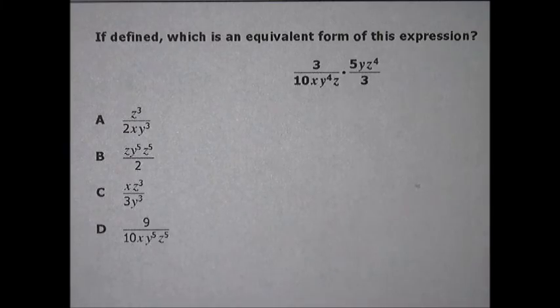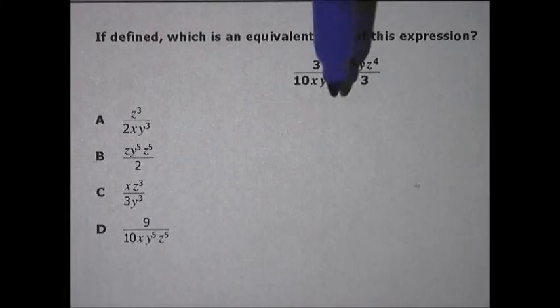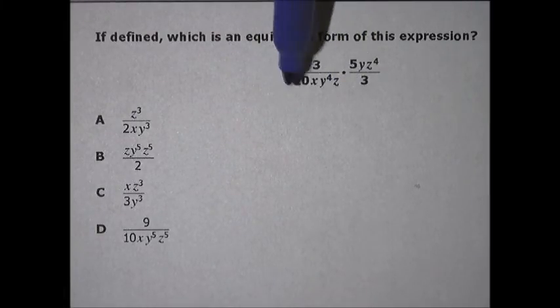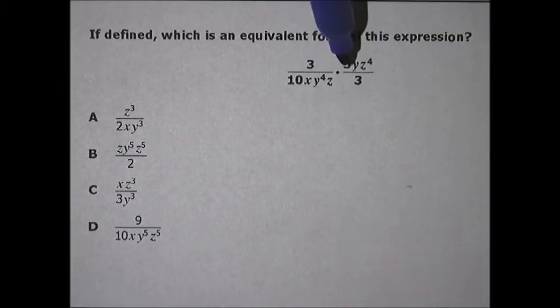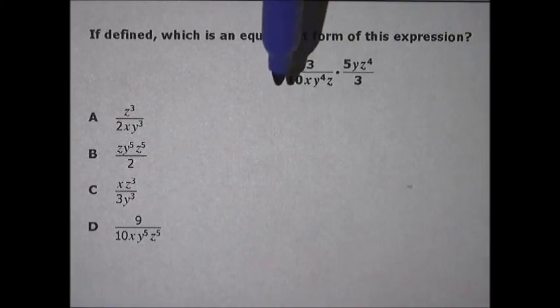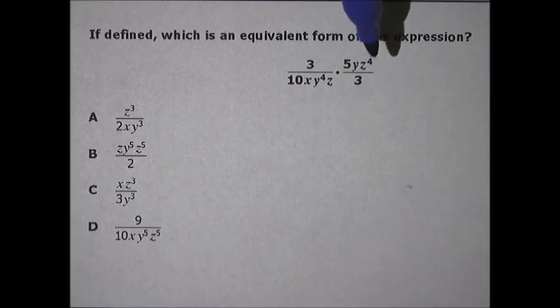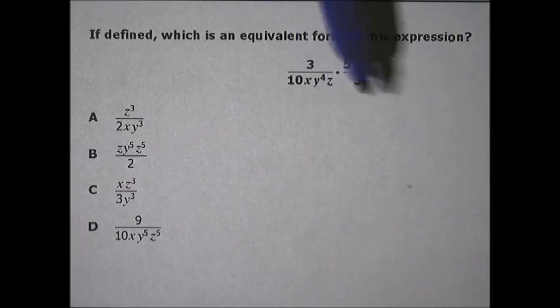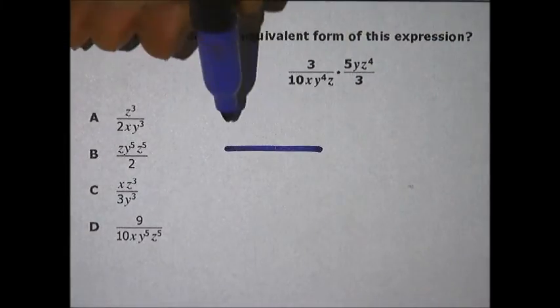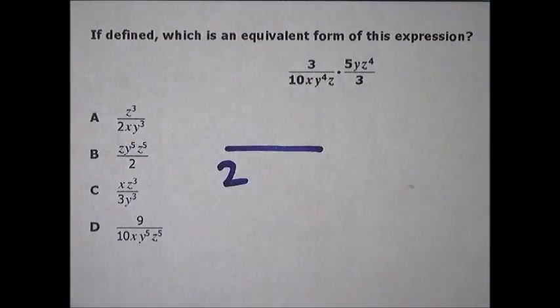Okay, for the next one, we are multiplying. So since it's just fractions and they're being multiplied side by side, we want to multiply the top times the top and the bottom times the bottom. 3 times 5 is 15. 10 times 3 is 30. So in your mind, you're thinking about 15 over 30, which is really 1 over 2.